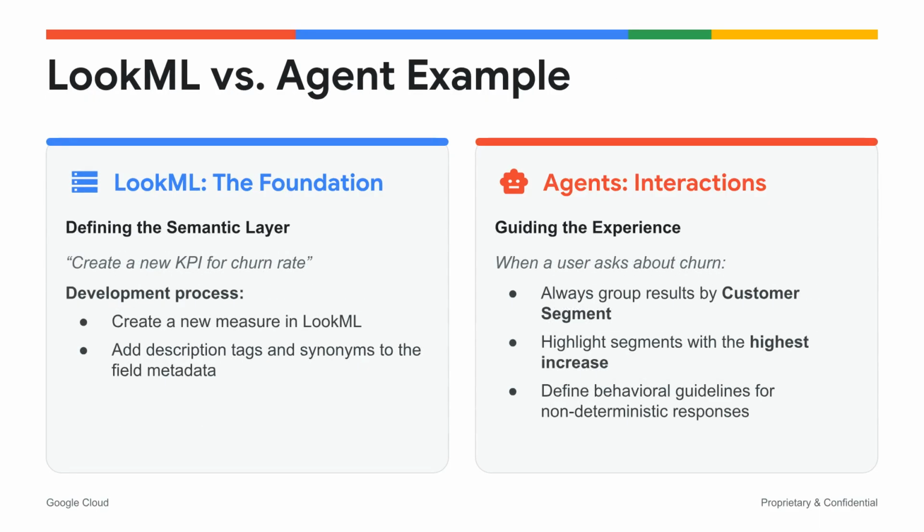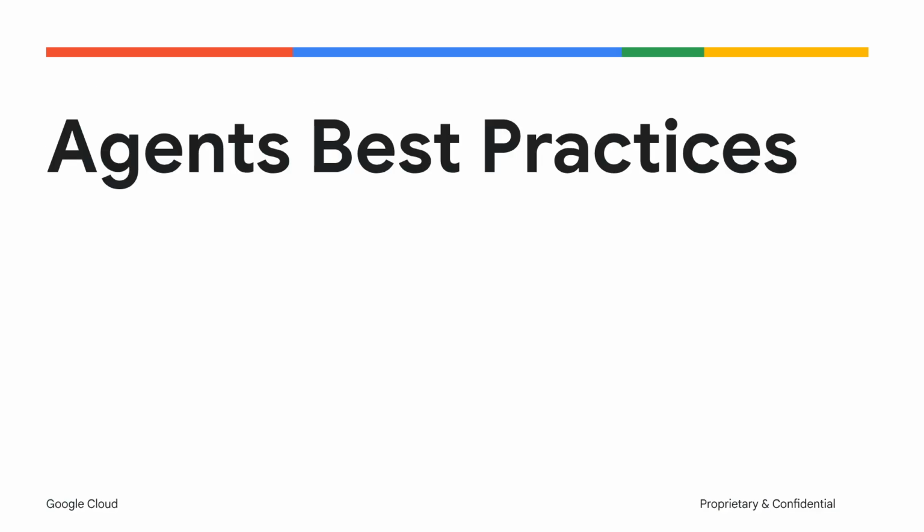For example, if I wanted to introduce some new logic for churn rate, I would create a measure in LookML and add a description tag for my definition. However, if we wanted to introduce some behavioral instructions, for example, when a user asks about churn, always group the result by customer segment and highlight the segment with the highest increase, I would give these instructions to my agent. Now, let's explore the best practices for optimizing agents to improve your conversational analytics experience.